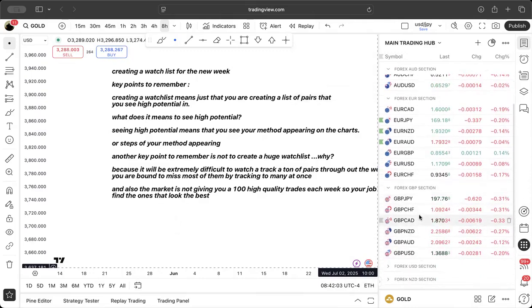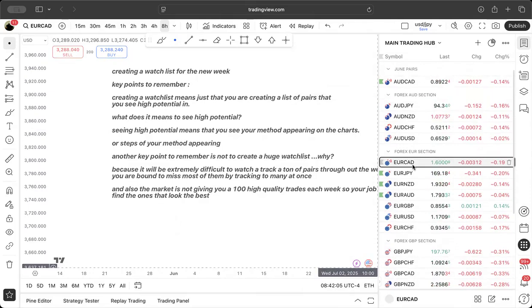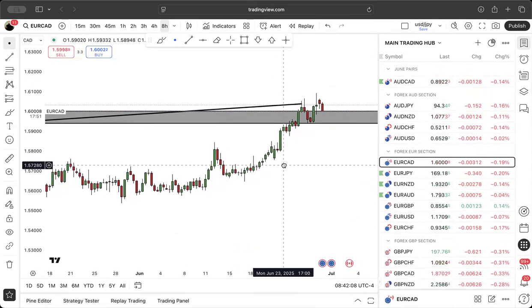But you see how everything is organized. So I come to my Euro section, I can go down each one and look at it like, okay, do I see anything here?